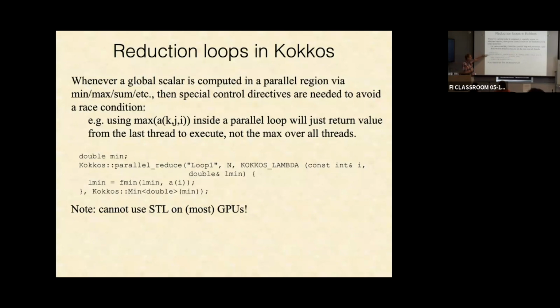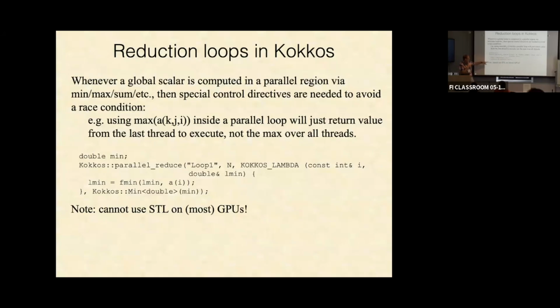And so you have to make a special parallel reduce loop, which will do this in parallel, but it knows that it wants to return a minimum value. You can return min, max, sum, whatever you like. There's different forms of this parallel reduce. So you have to do something special inside the loop, and you have to use a special form of a parallel loop in Kokkos to do reductions whenever you're taking min and max or whatever.